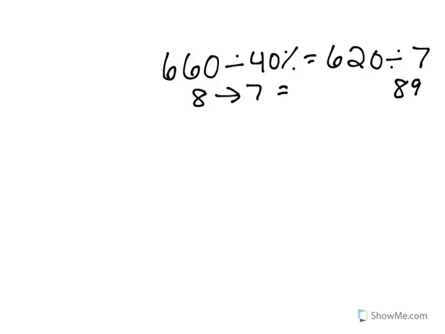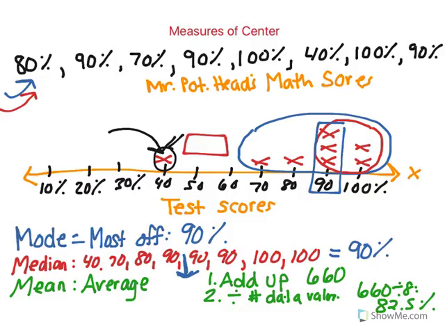he actually ends up with an 89%, which is really close to that 90% that we said was the mode and the median. And so now it looks like this is a little bit more representative of what Mr. Potato Head is. Instead of an 83, he's an 89. And again, what's bringing it down slightly is that 70% now. So you can see how the mean is easily affected by outliers.